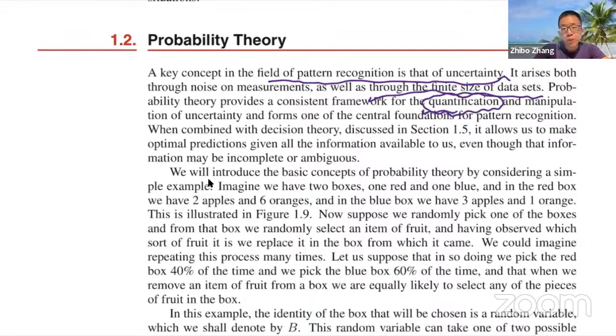Quantification: first of all, you have to be able to measure it quantitatively. Second of all, you have to be able to manipulate it. And it forms one of the central foundations for pattern recognition. When combined with decision theory, discussed in section 1.5, it allows us to make optimal predictions, given all the information available to us, even though that information may be incomplete or ambiguous.